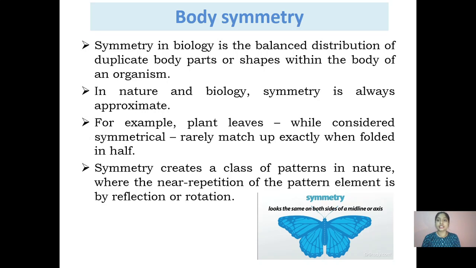In nature, symmetry is always approximate. That is, it is not an absolute concept. There's nothing like 100% symmetrical. It's mostly symmetry, roughly symmetrical. Therefore, we say it is approximate.